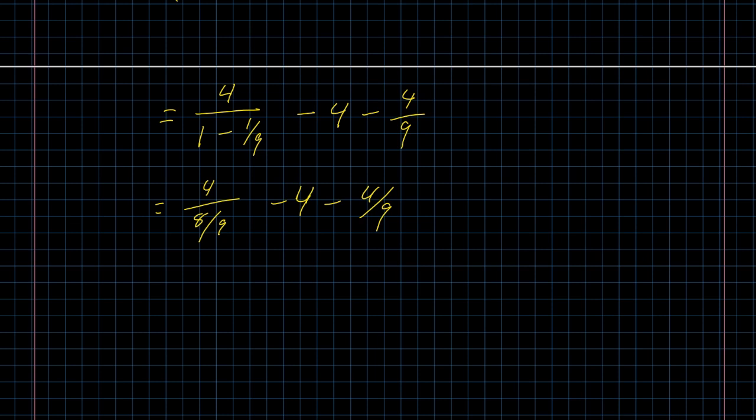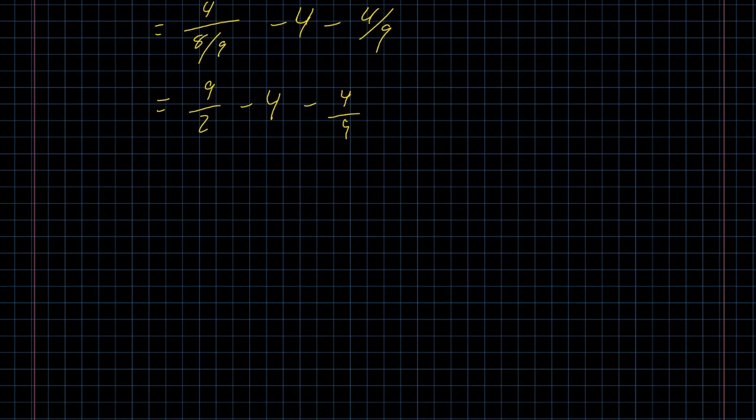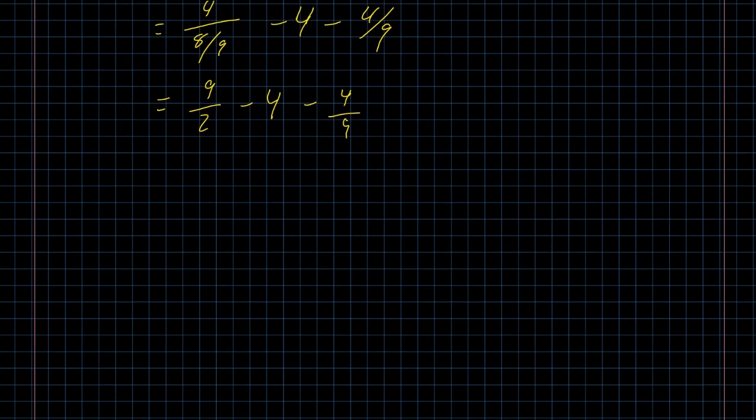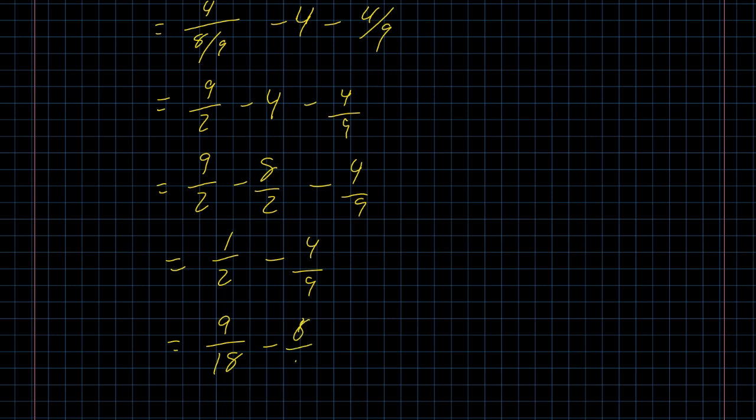All right, 4 over 8/9 is the same thing as 9 over 2. And let's see. 4 is the same thing as 8 over 2. So I have 1/2 minus 4/9. That's the same thing as 9 over 18 minus 8 over 18. And all told, that gives me 1 over 18.